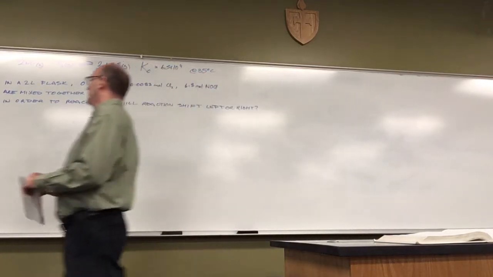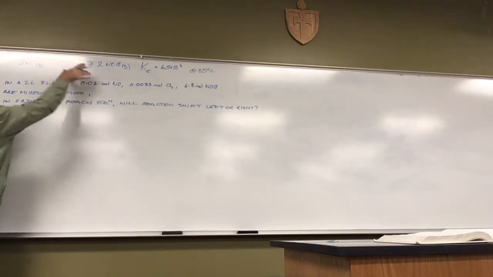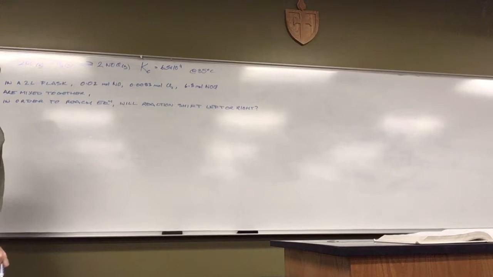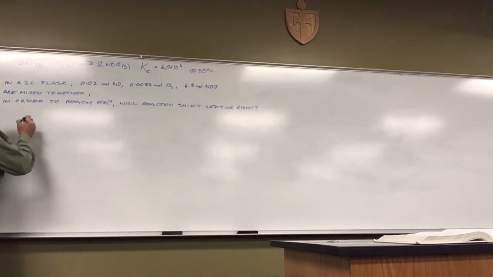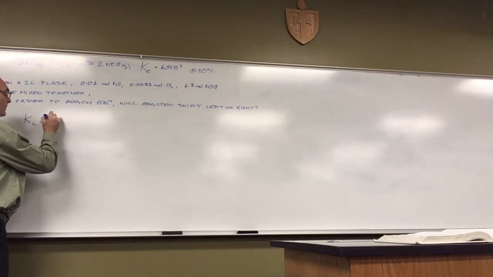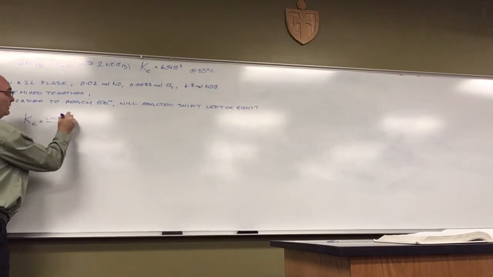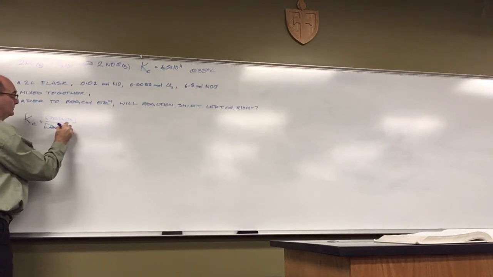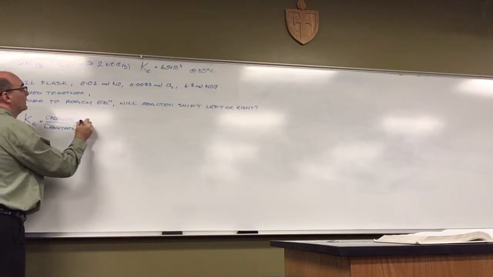Okay. So I've got a chemical equation right there. I can write an equilibrium constant expression for that equation: concentration of the products divided by the concentration of the reactants. What goes on the top?